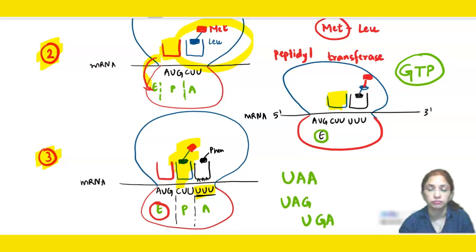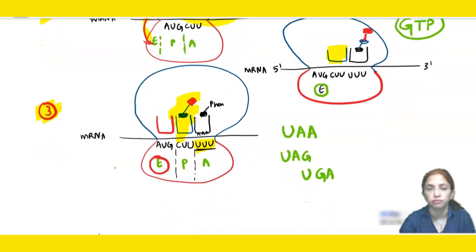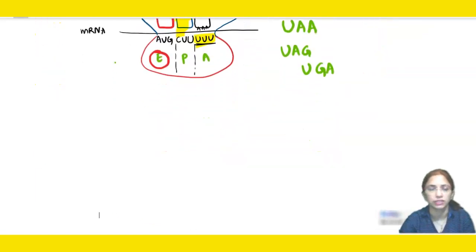Okay, so prior to AUG we have UTR. Beyond these terminating codons also we have UTR, because these are the sequences which are not going to get translated. Okay, so I hope everyone is clear with the elongation step, which is the main step of the translation process. Now the next and the last step is termination.